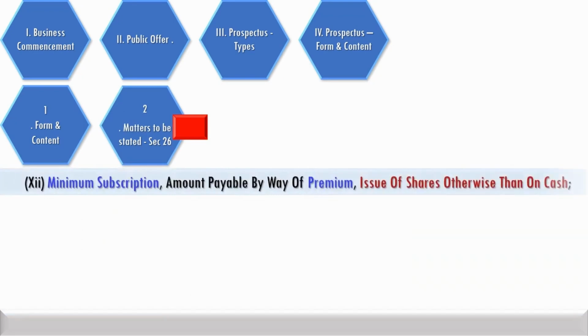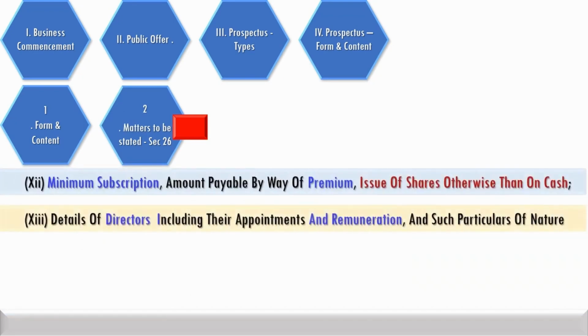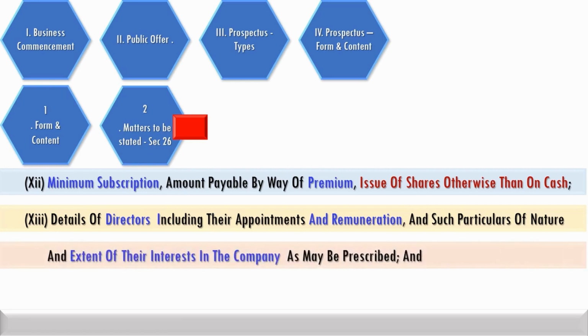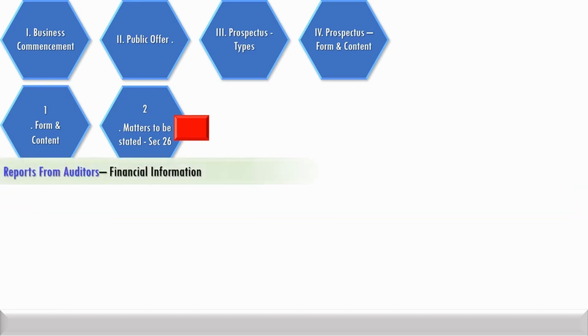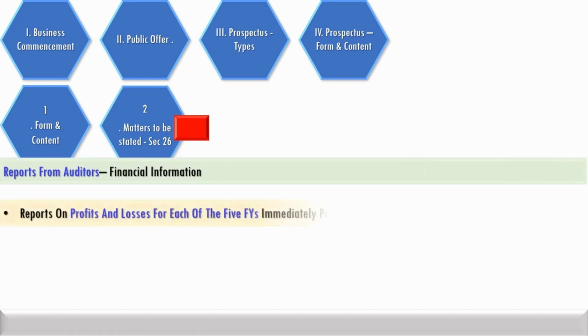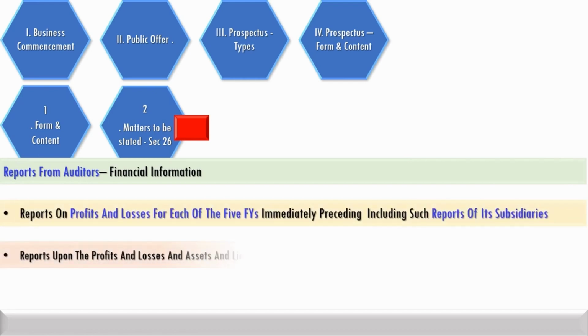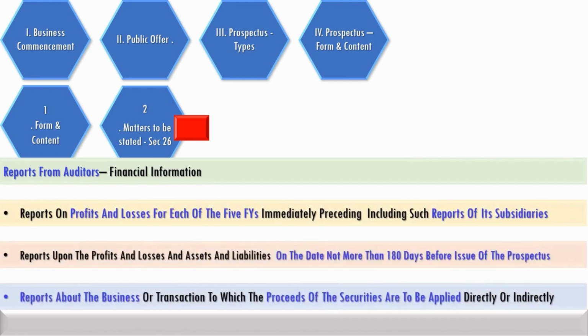It shall also specify minimum subscription, amount payable by way of premium, issue of shares otherwise than on cash, details of directors, their appointment and remuneration, and extent of their interest in the company, and also disclosure in such manner as may be prescribed about sources of promoters' contribution. It shall also provide reports from auditors in the form of financial information on profits and losses for each of the 5 financial years, along with the reports of its subsidiaries, reports upon profit and loss account and assets and liabilities on the date not more than 180 days before the issue of the prospectus, and reports about business or transactions to which the proceeds of the securities are to be applied directly or indirectly.